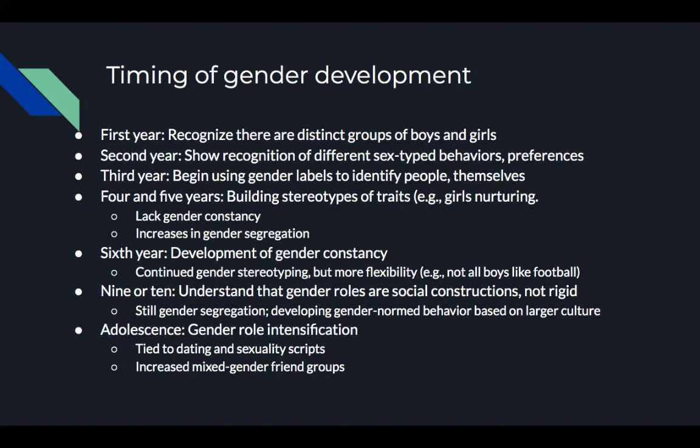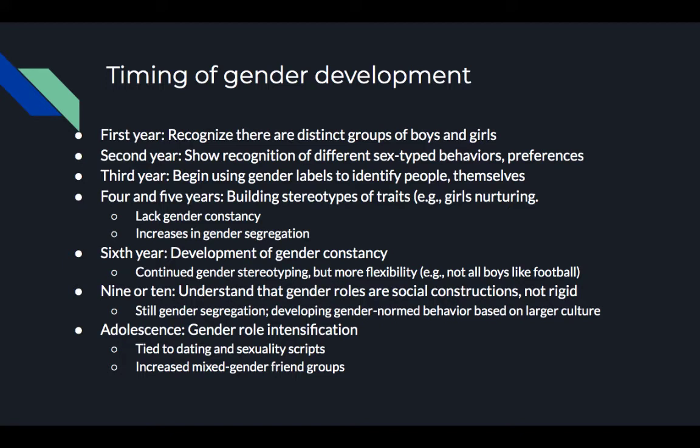The timing of gender development generally goes like this. In the first year, kids recognize that there's distinct groups representing different genders, even if they're not necessarily sure what the genders mean. In the second year, kids show recognition of different sex-typed behaviors and preferences, like preferring dolls or trucks. Third year, they begin using gender labels to identify people and themselves. Fourth and fifth years, they start to build stereotypes about traits that are specific to girls and boys. And so not just girls like dolls and boys like trucks, but also personality traits.